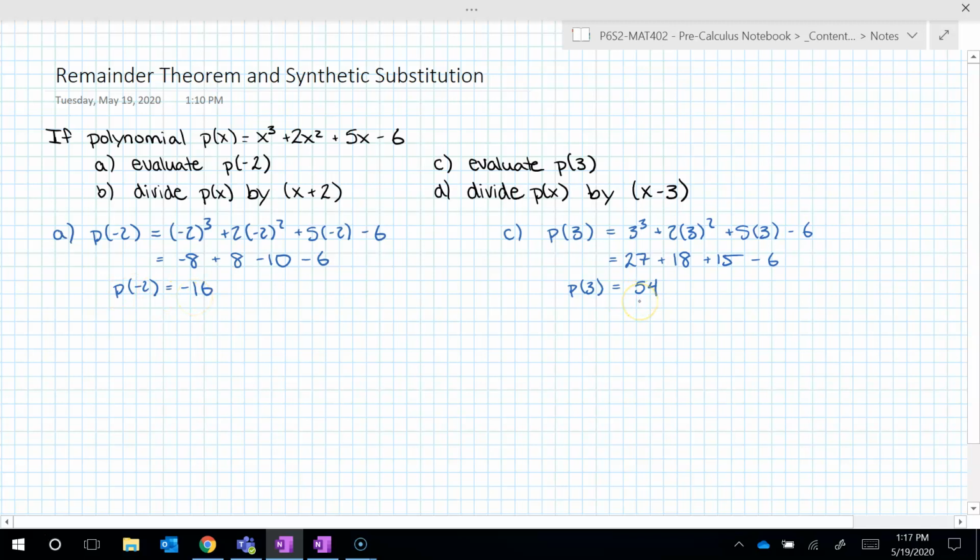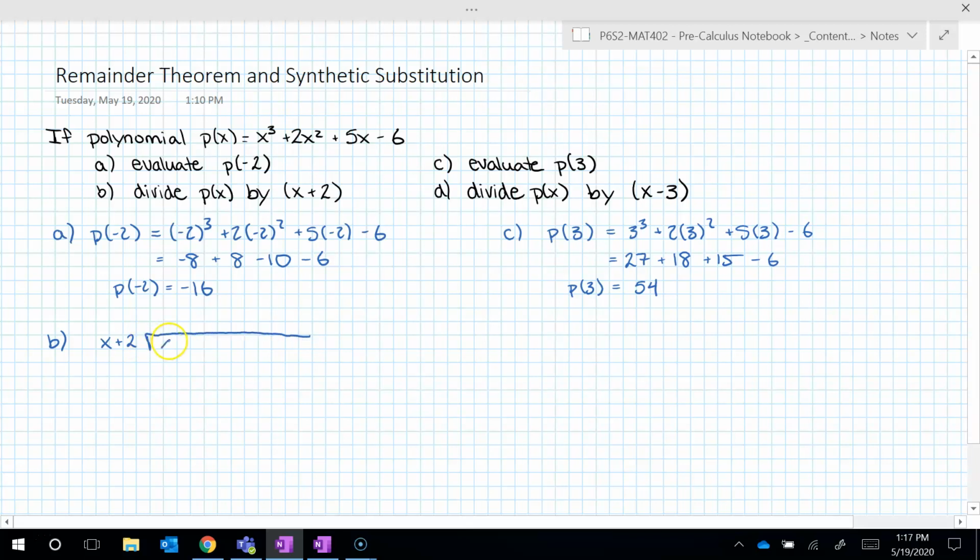P of 3 is 54, and now let's do parts b and d. Part b says we want to divide p of x by x plus 2. And so I showed you a couple of different ways that you can do that in the last video. One is just the polynomial long division. So I'll do that for this example, and then the other one I'll do my weird Mr. Vis way, just trying to find that factor directly. But so I got x plus 2.